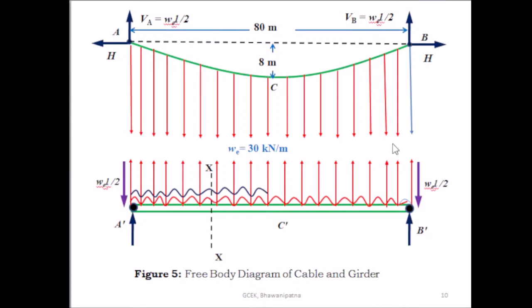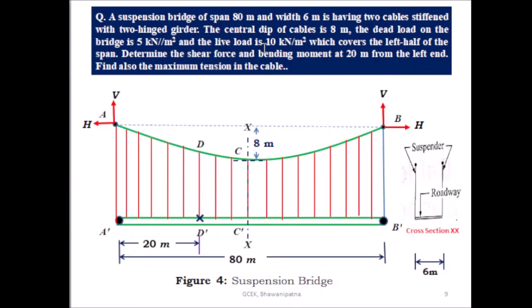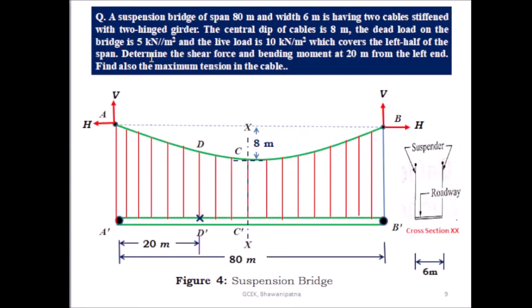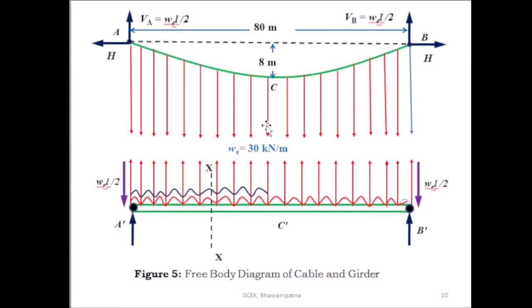This is the free body diagram of the two hinge stiffening girder and the suspension cable. Here there is the dead load and the live load. The dead load is given as 5 kN per meter square and the live load is given as 10 kN per meter square, which covers the left half of the portion. So only on the left half portion the live load is present, and the dead load is present throughout the length.